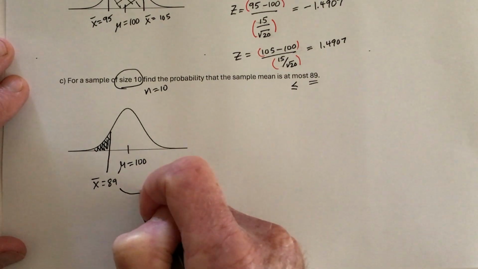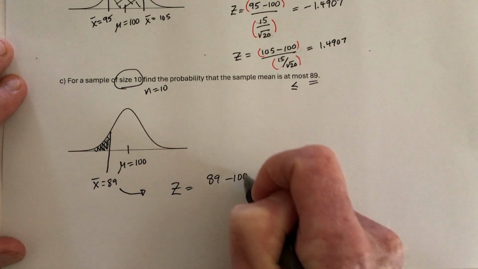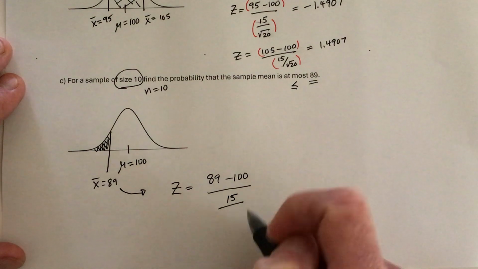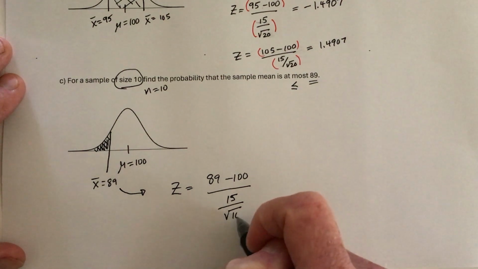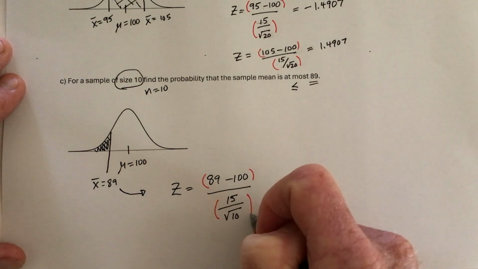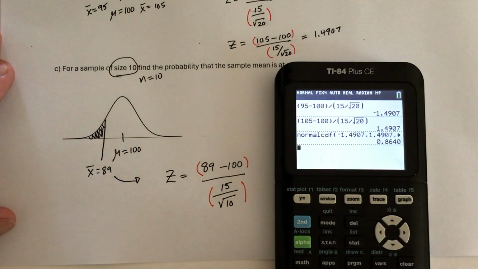Okay, so one more time, just do the z formula. So z equals the 89 minus 100, and then that gets divided by the standard deviation, and then the square root of n. And of course, the red pen wants his chance to say, don't forget the parentheses. Okay, parenthesis, 89 minus 100, divided by parenthesis, 15, divided by the square root of 10. And then get out of the square root and put the last paren.